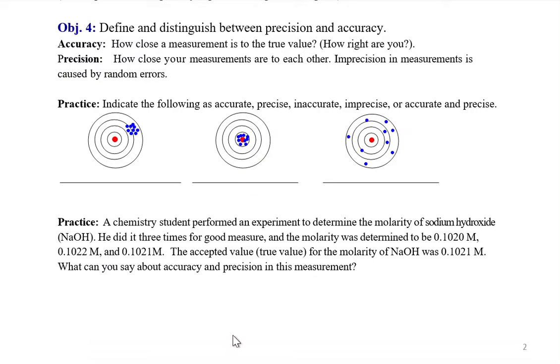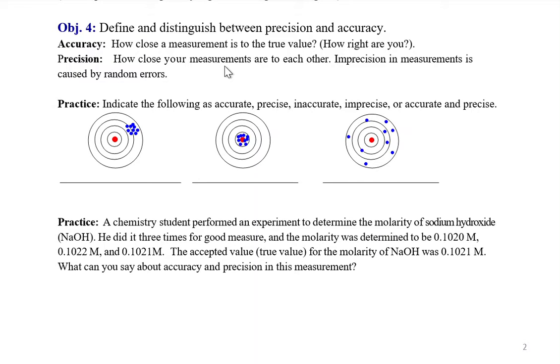So accuracy refers to how close a measurement is to the true value, how right you are. For example, if I have a predetermined weight that I know is 5.00 grams, and I put it on my scale, and it reads 5.00 grams, then I know I'm right on the true value. But let's say my scale's a little bit off, and it's reading a little bit low, and it says 4.95. Well, I'm not very accurate at that point. At that point, I might recalibrate my scale.